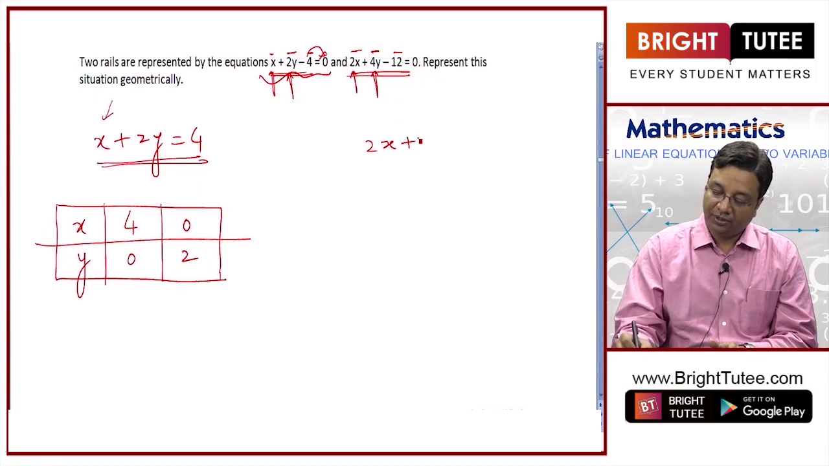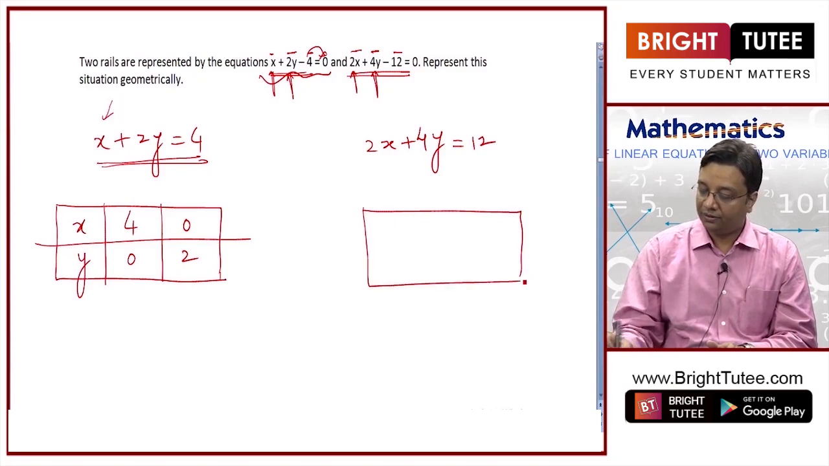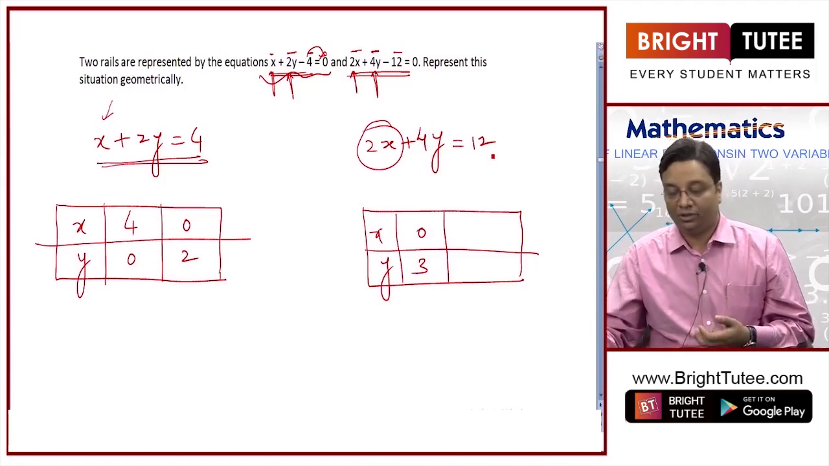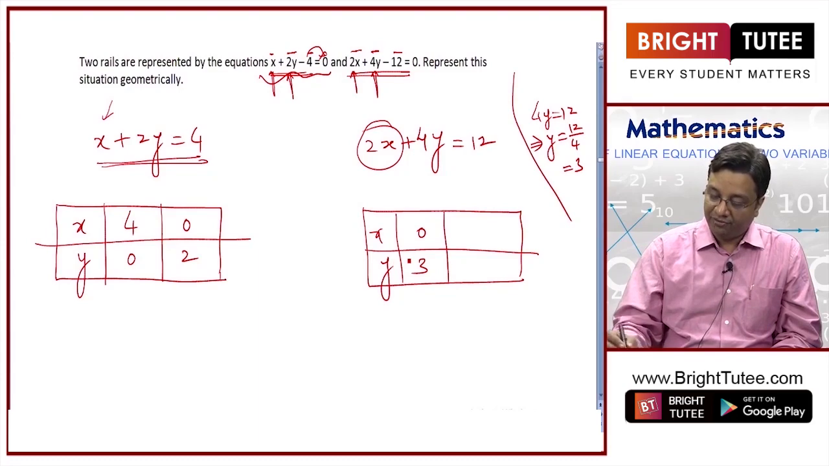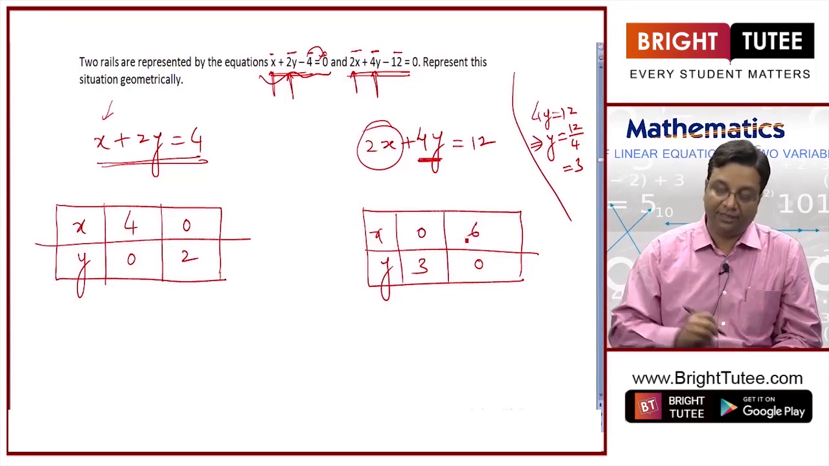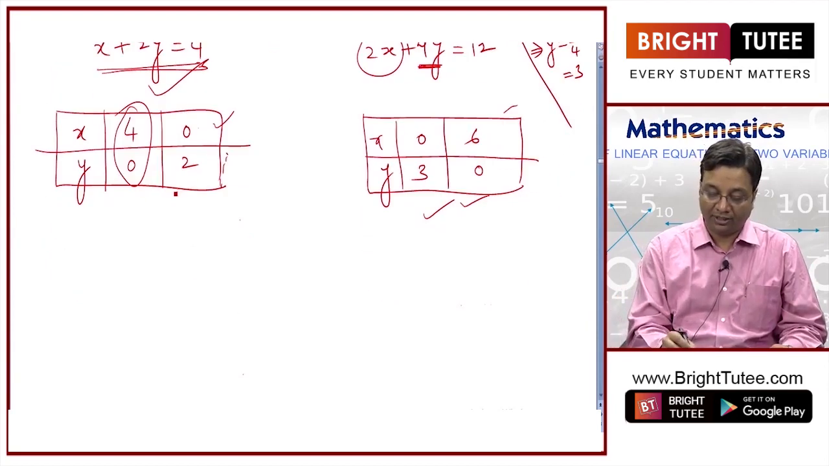Now, another situation, 2x plus 4y is equal to 12. Again 2 points, x, y. If you put x equal to 0, y will be equal to 3. Why? Because this part will become 0. 4y equal to 12 means y equal to 12 by 4, which is 3, right. And if you put y equal to 0, this part will become 0. So, 2x will be equal to 12, x will be equal to 6 here. I have got 2 points for this, 2 points for this. Okay. Now, we have got two situations here.